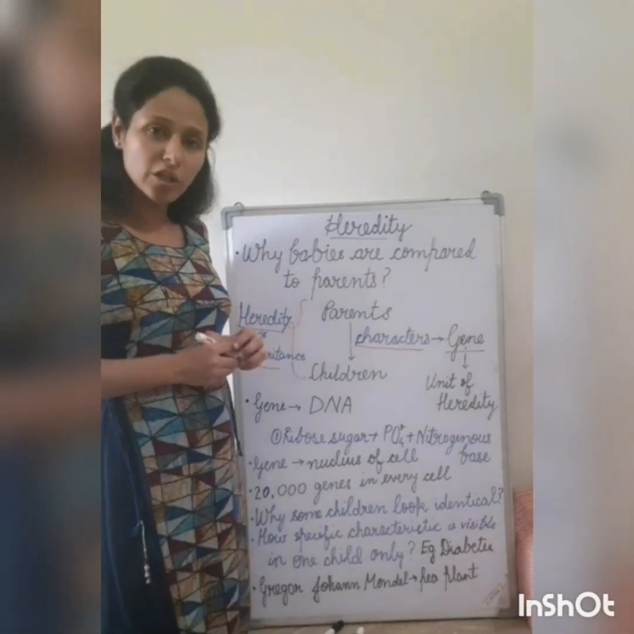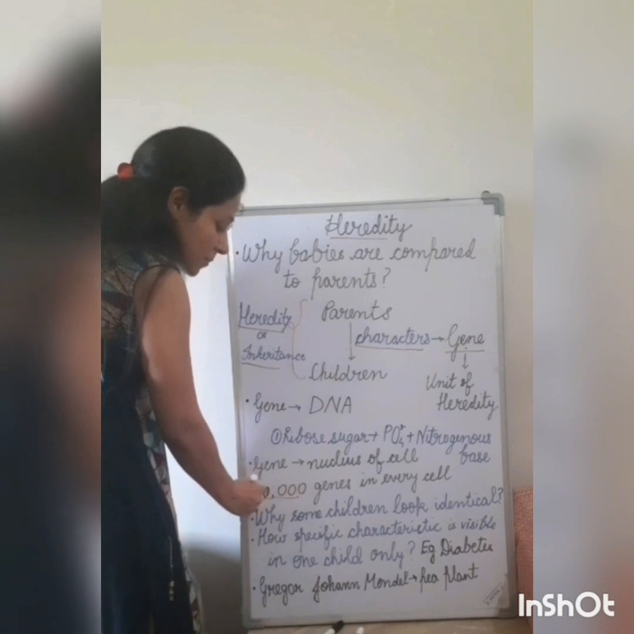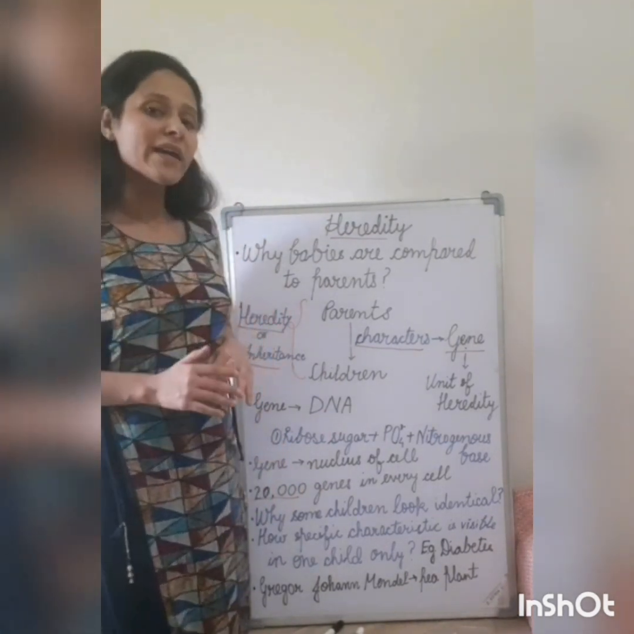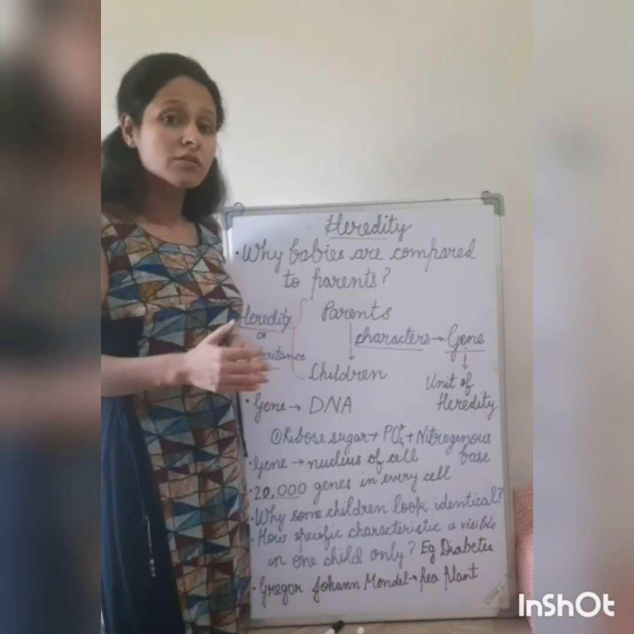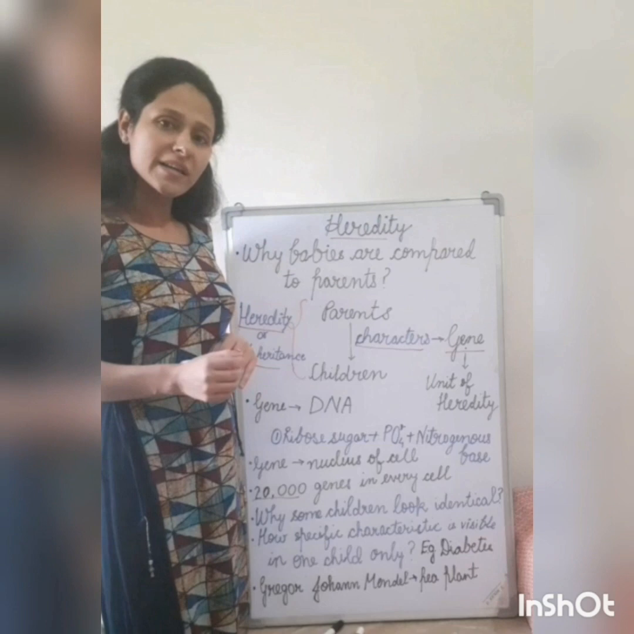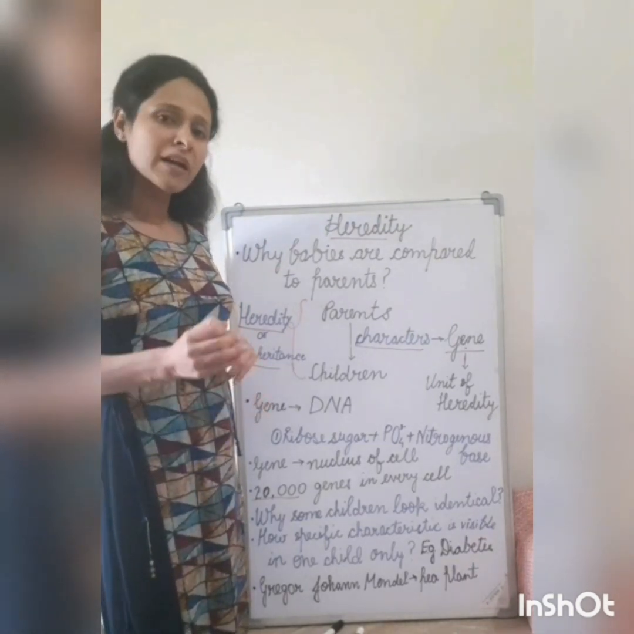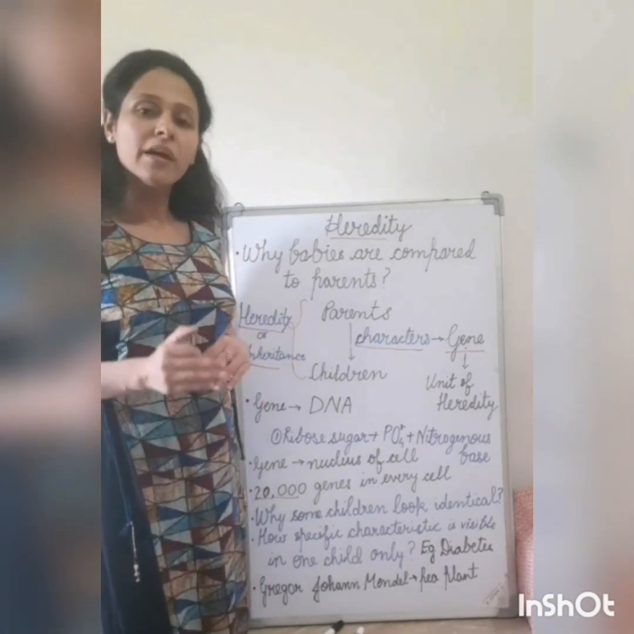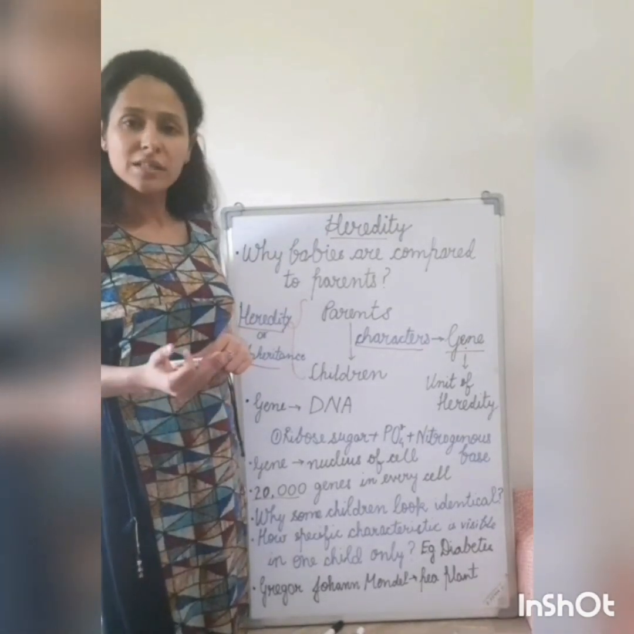Genes are present in the nucleus of our cells. There are around 20,000 genes present in every cell of our body. Think, why is it that some children look much identical to their parents and others do not resemble at all? Why is it that just a specific characteristic is visible in a child while the other does not carry it? For example, one child in the family carries a genetic disorder like diabetes while the other does not carry it.